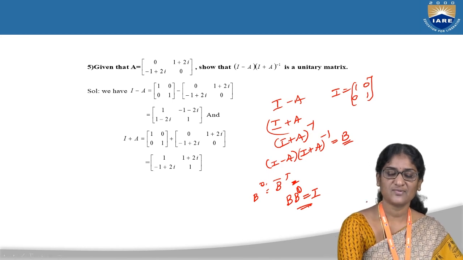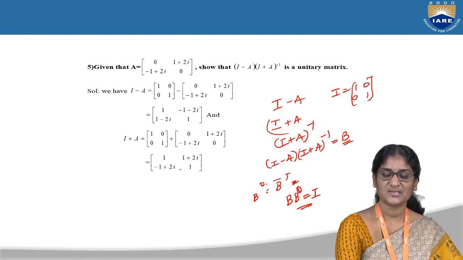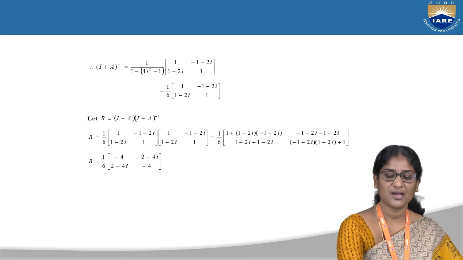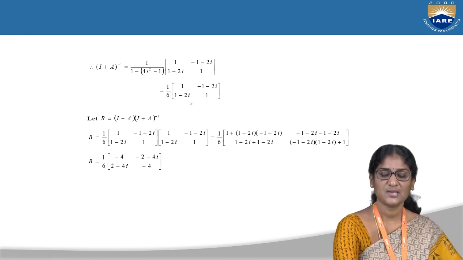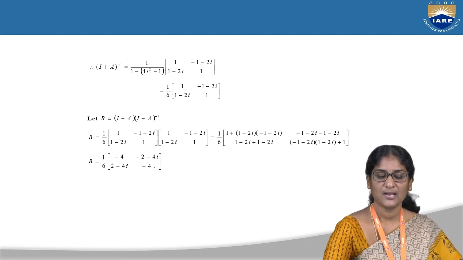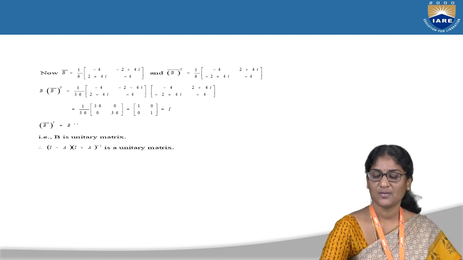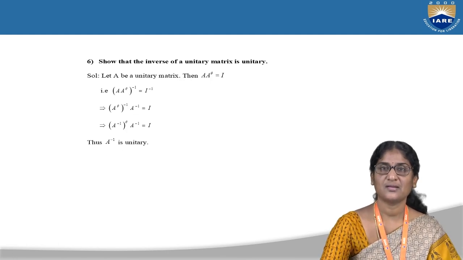Here I have done I plus A and I minus A. You can see the values of I plus A and I minus A. Now I have found the (I plus A) whole inverse value. I got this, and I have represented it with B, and I got it as 1 by 6 times the matrix with entries 4, minus 2 minus 4i, 2 minus 4i, minus 4. I started working out B bar and multiplied with B. I got that B is a unitary matrix. That means B to the power of theta is equal to B inverse. So that is how we can learn the properties.